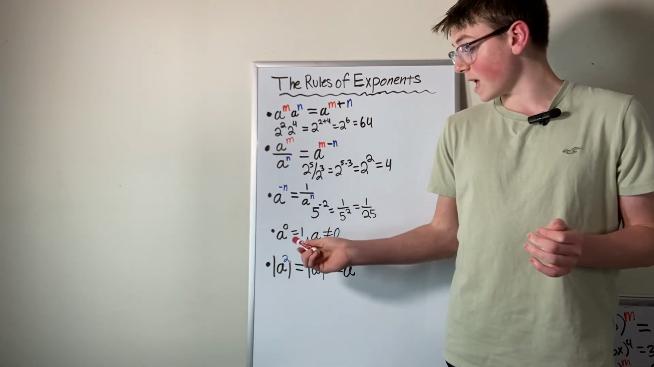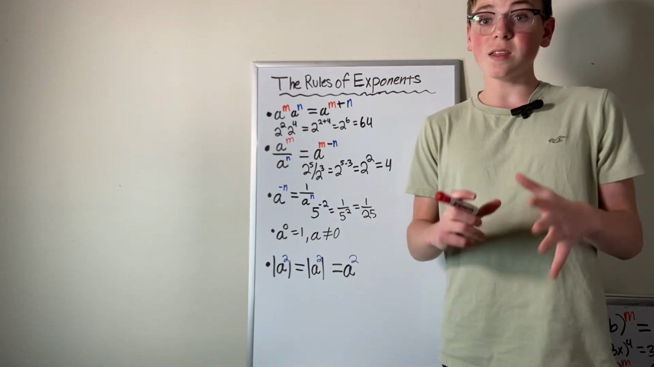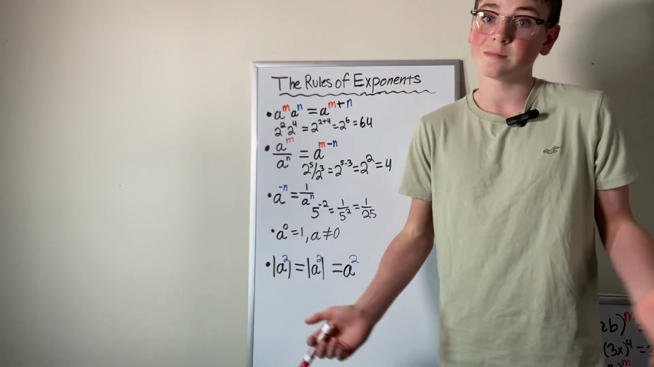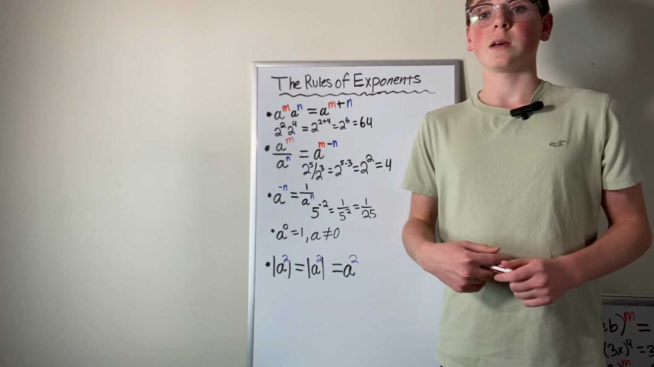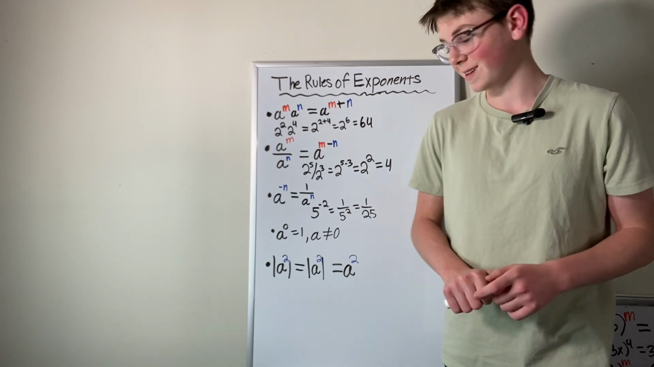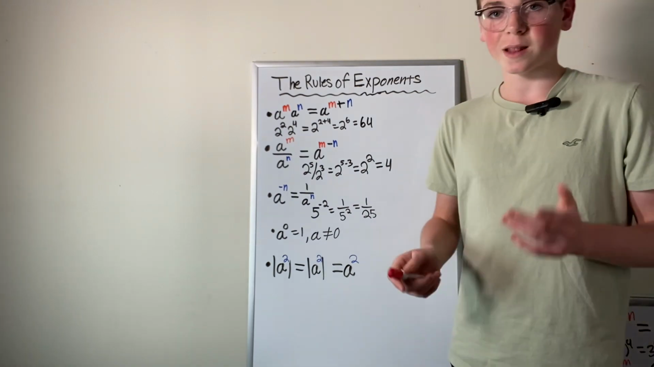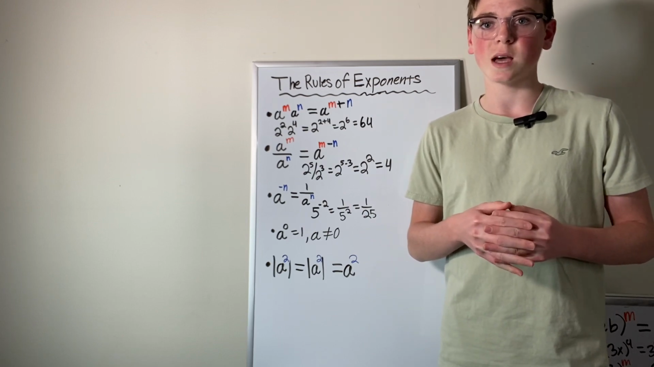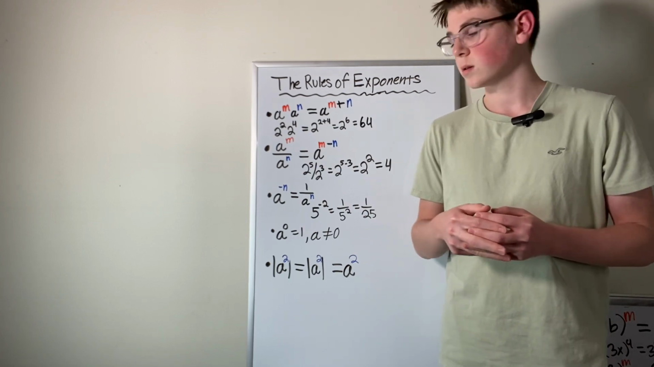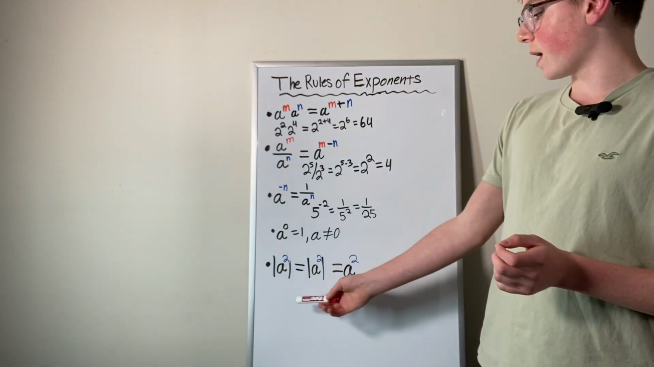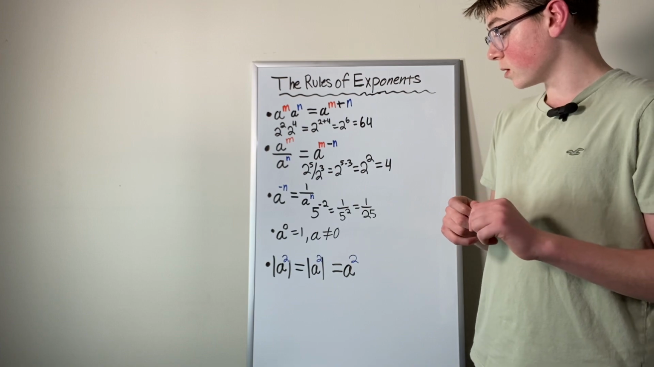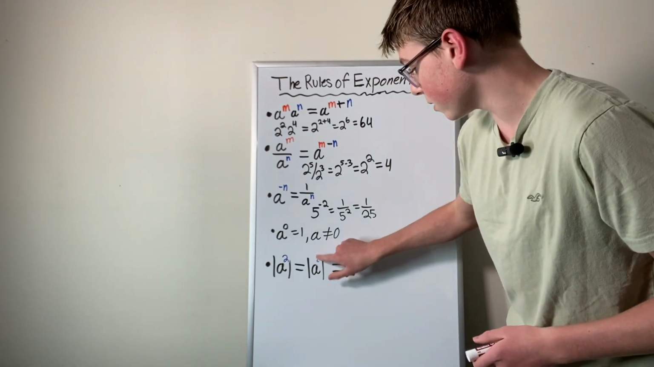Now, a to the 0th power equals 1, and a cannot be 0. a is anything but 0. Anything to the 0th power is 1. It's just a property. It's going to have to be accepted. I guess if you had like x to the 0th power, that would just kind of screw things up if it equaled 0.